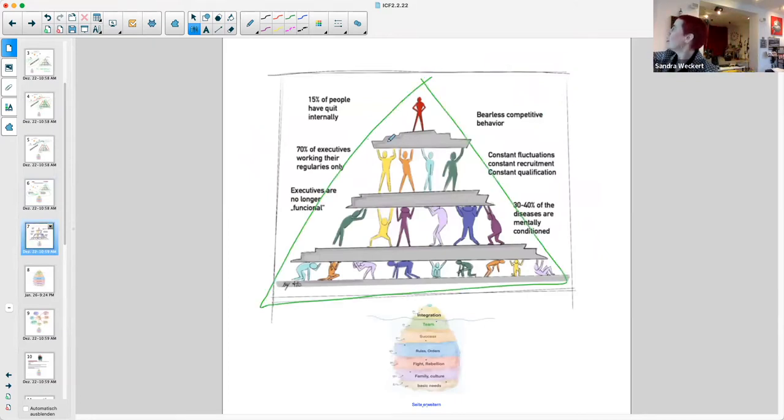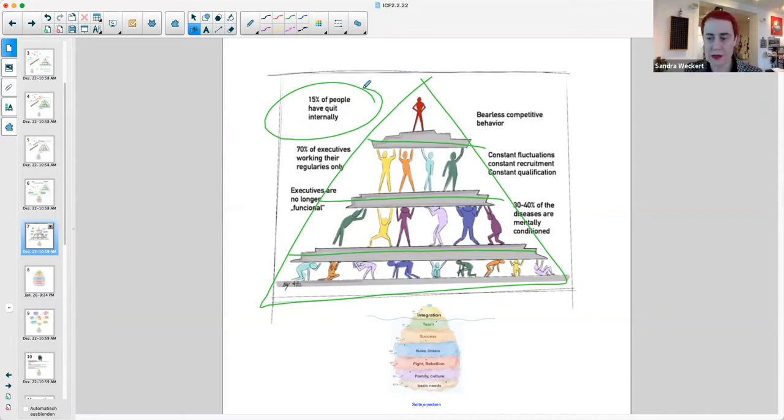Because of the choice we made 5,000 years ago, we now feel the consequences of this in economy and ecology. 15% of people have quit internally. That means they do their job, but they do it because they have to, not because they love it. 70% of executives work only by the regulations because they're not burning inside for what they do. They don't want to go there. They just do it because they have to do it, because they've been told, not because they want to. And they think that the people who are working for them are just out of order, like sort of broken.